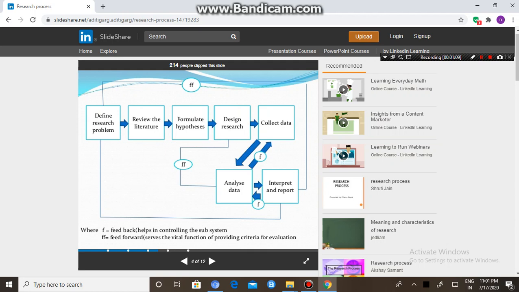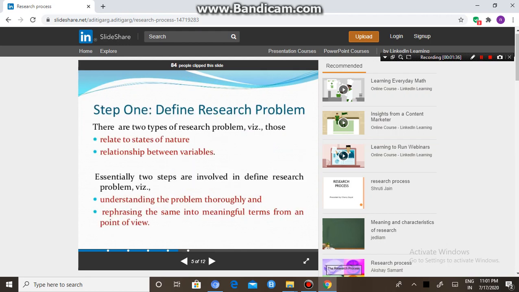This is the chart. Define research problem. Next is review the literature. Next, formulate the hypothesis. Next, design research. Next, collect data. Next, analyze data. Interpret and report. Where F is equal to feedback, help in controlling the subsystem, and FF is equal to feed forward, serve the virtual function of providing criteria for evaluation.